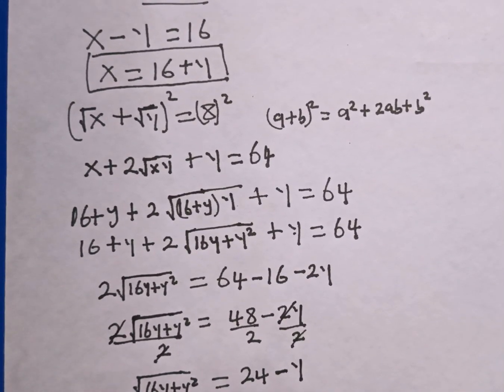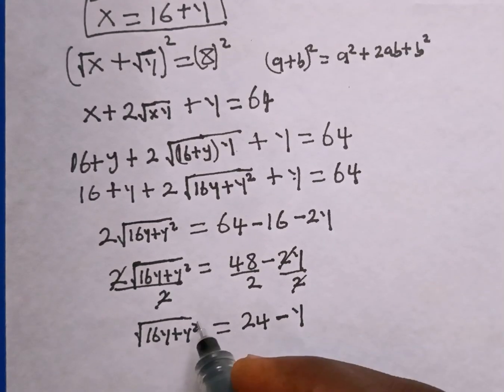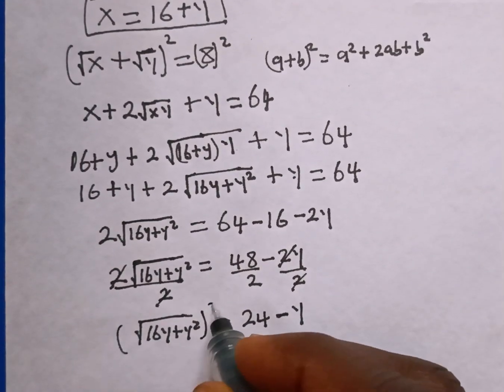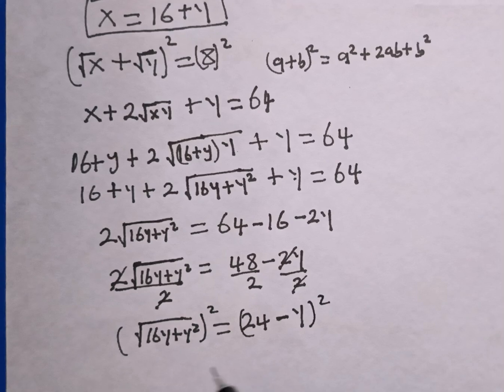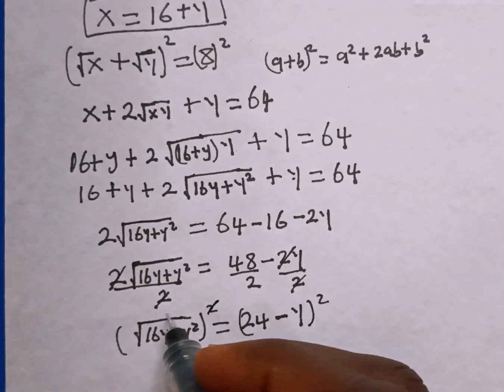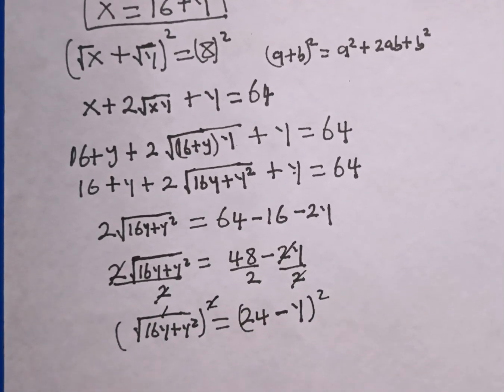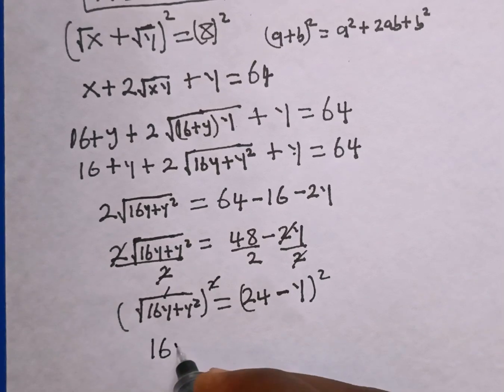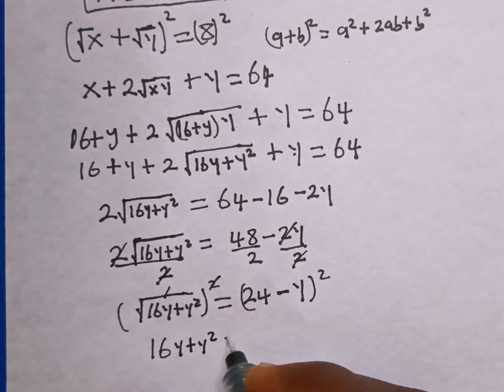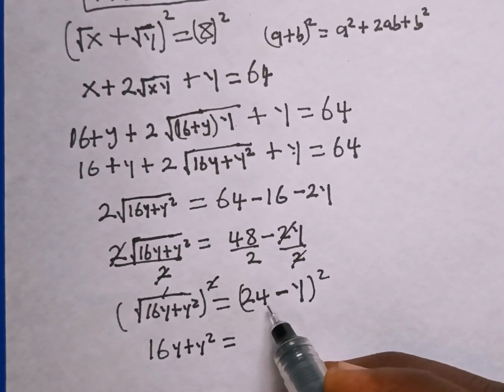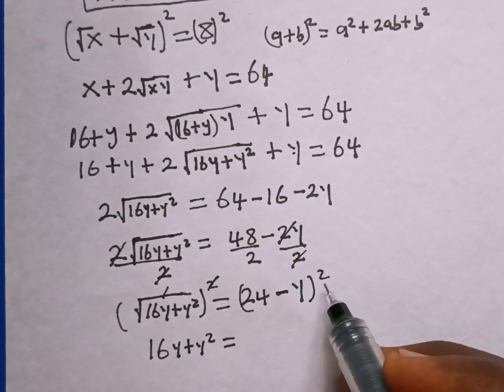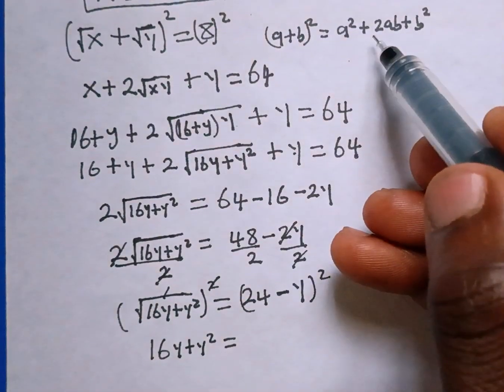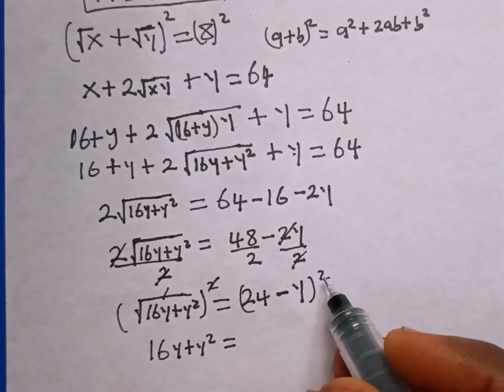So what do we do next? We are going to remove the square root. So to remove the square root, we are going to square both sides of the equation. So we square the right hand side also, so that this square is going to eliminate the square root. We are going to be left with just 16y plus y square, which is going to be equal to 24 minus y all square.